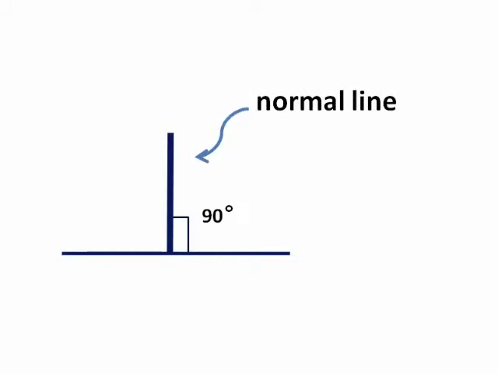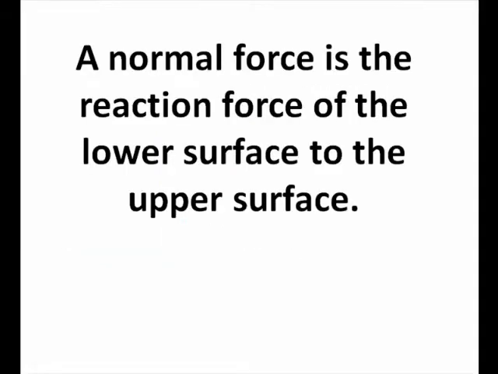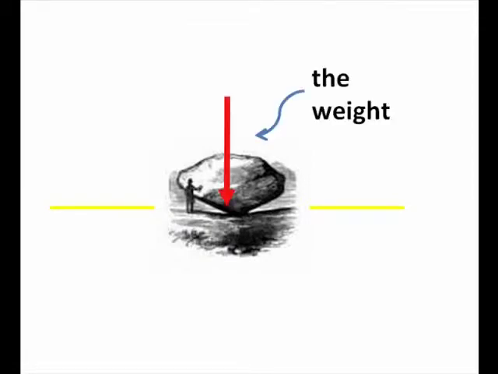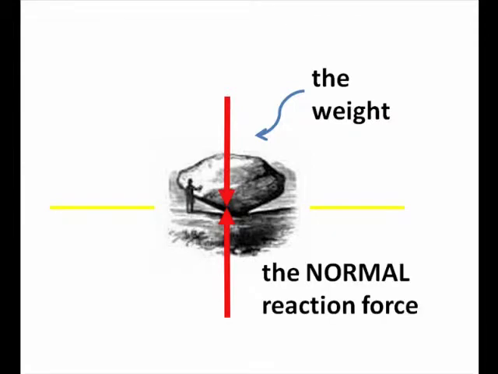Now, the normal force is the reaction force of the lower surface to the upper surface. So here's a rock pushing down on the lower surface, the earth. The weight pushes down, and the ground pushes right back up to match that weight. And that is called the normal reaction force. We usually just say the normal force. And in this case, the normal force is simply equal to the weight.